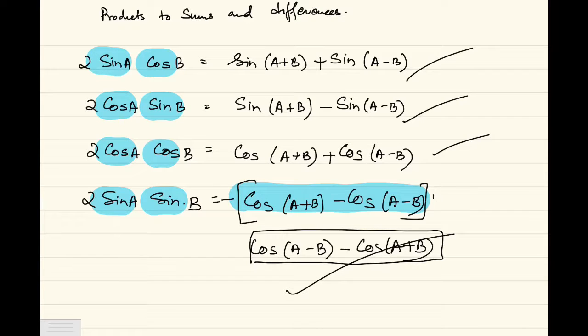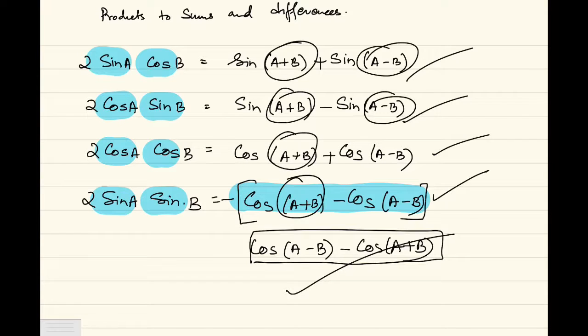But you could have also written it in this format. That's okay. To maintain a plus b, a plus b, a minus b, a minus b, what you need to do is write an extra minus outside and this formula will be correct. So this is how you remember.